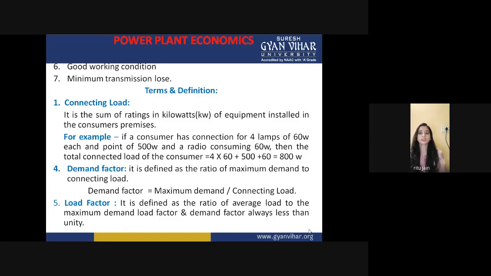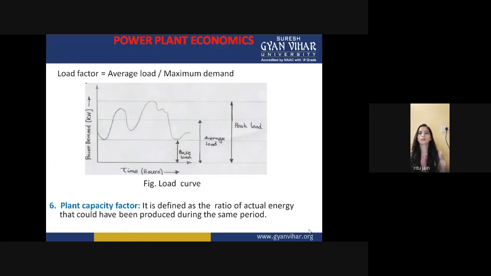Now the next point is your demand factor. It is defined as the ratio of maximum demand to the connecting load. So demand factor is equal to maximum demand upon connecting load. Now the next point is your load factor. It is defined as the ratio of average load to the maximum demand. Load factor and demand factor are always less than unity. Why is it so? Because you can see the formula of load factor: load factor is equal to average load upon maximum demand. So obviously the maximum demand is always greater than your average load.